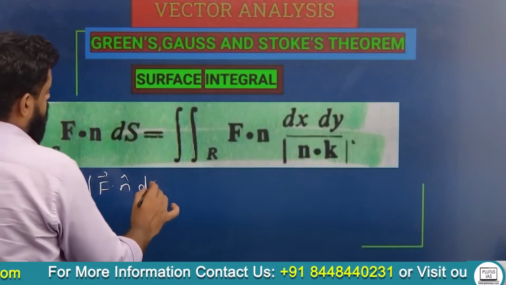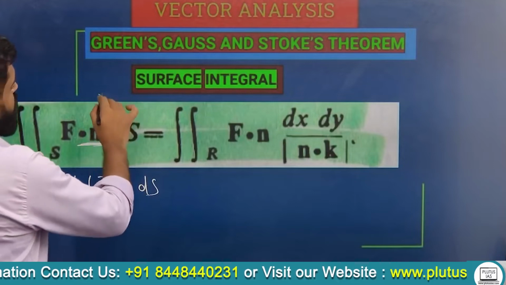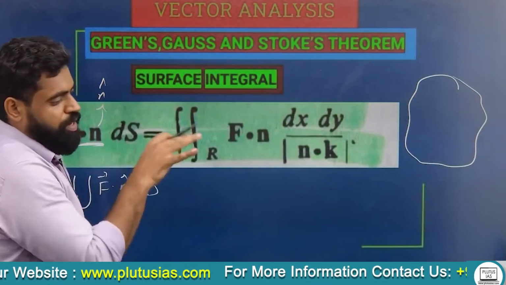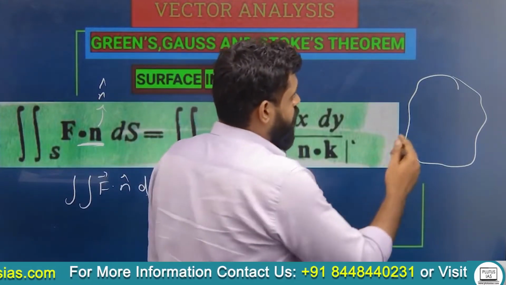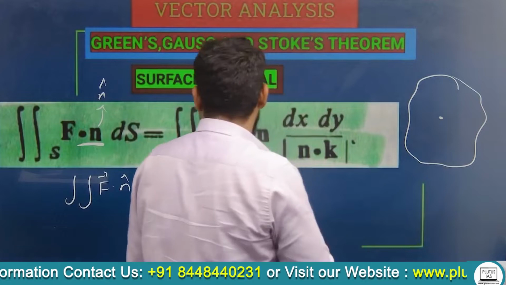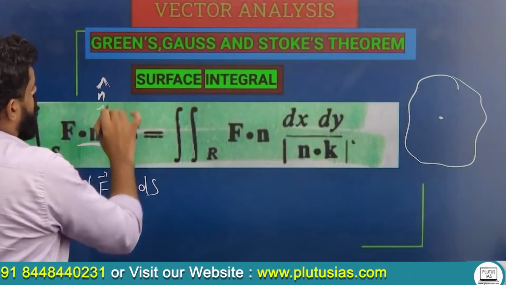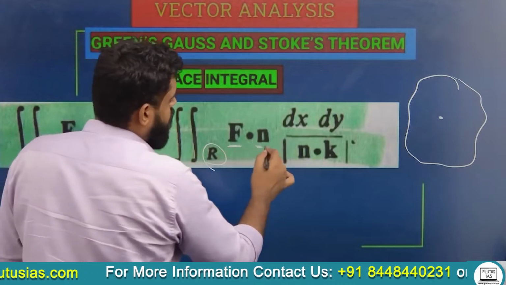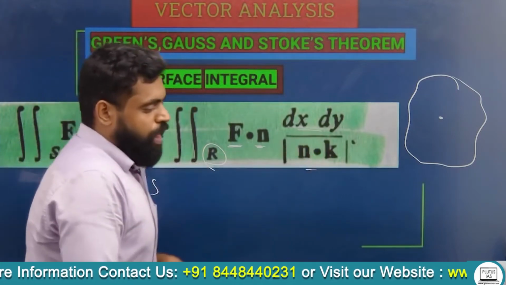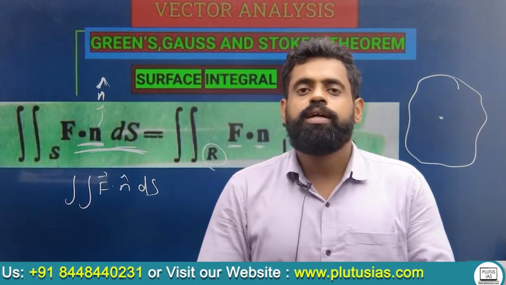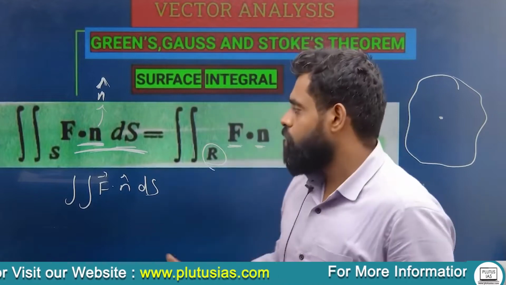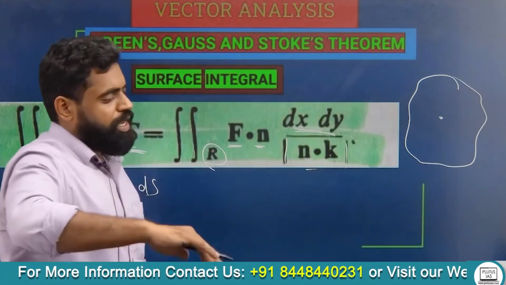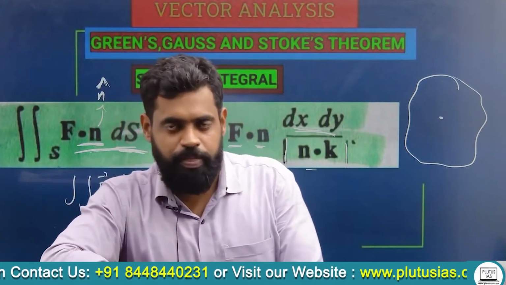Okay, so moving ahead, now we have double integration, which says that the double integral of f dot n ds, where n is a unit normal vector to the surface. Suppose this is the surface over which I have to integrate this vector field. The n denotes the normal vector to this surface, and this is a unit vector. f dot n ds is the double integral over R of f dot n dx dy upon modulus of n dot k. I'll teach you what S represents, what R represents, and how we reach this formula where ds is written as dx dy upon modulus of n dot k. Here k is nothing but a unit vector along the positive z direction.